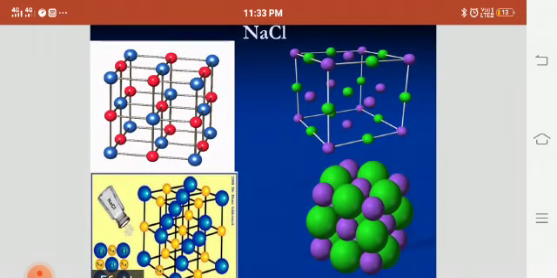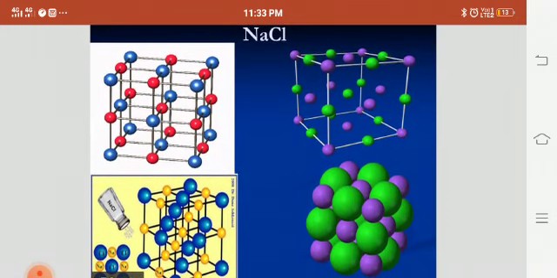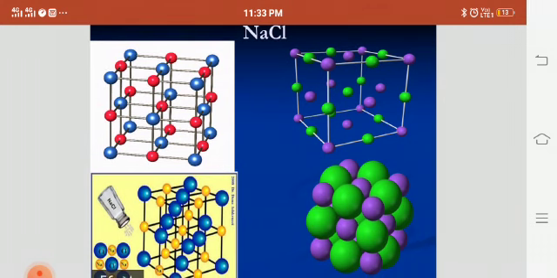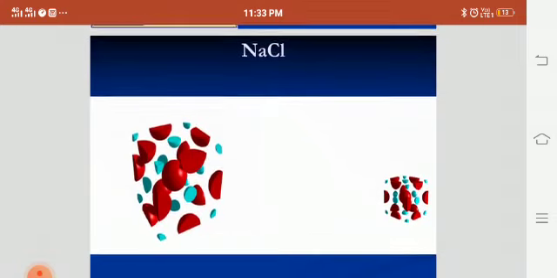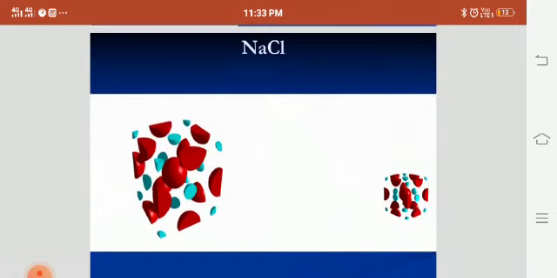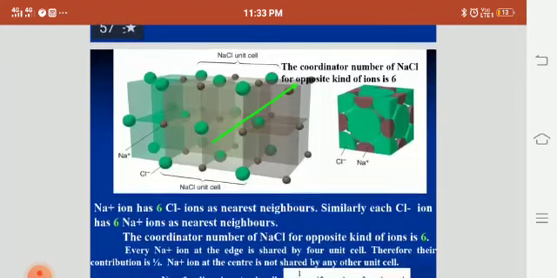These are the atoms, lattice points of sodium chloride structure. Here we can see the arrangement of atoms in 3 dimensions.